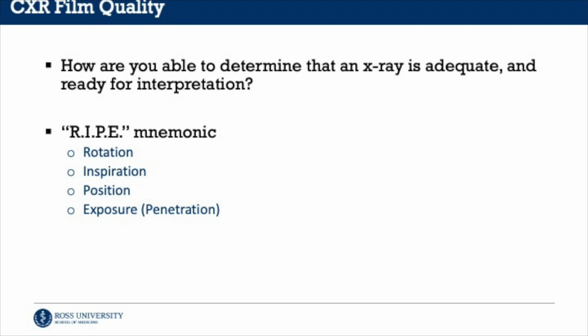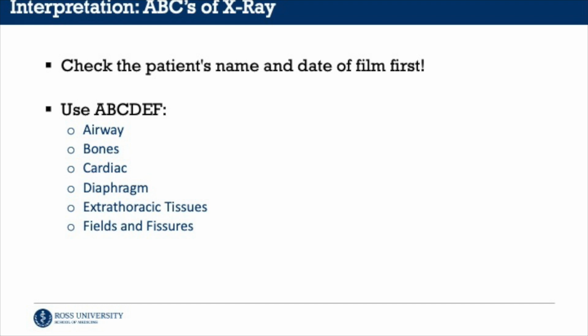Position refers to, is this AP, PA, or lateral X-ray film? And lastly, exposure, meaning being able to see the heart, blood vessels, and intervertebral spaces. If the chest X-ray is adequate, you can see the T4 spinous process, which will not be visualized if the image is underexposed. An easy way to remember the interpretation of X-rays is to remember your ABCs.